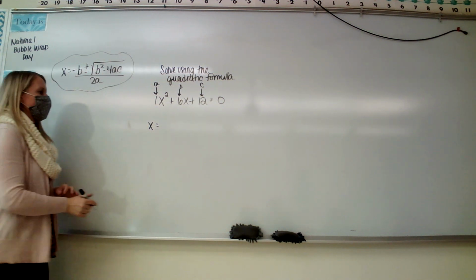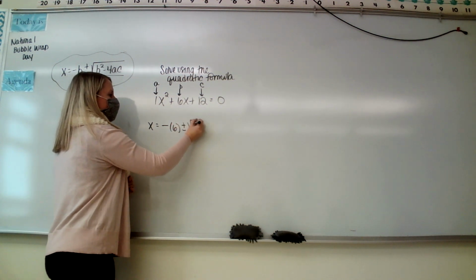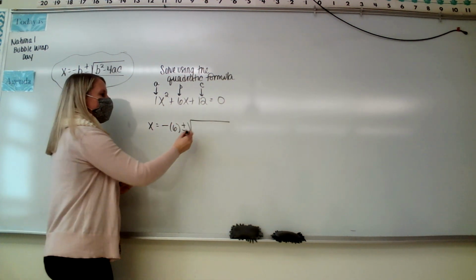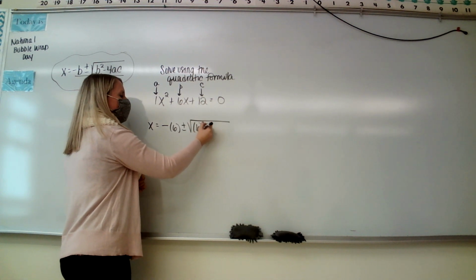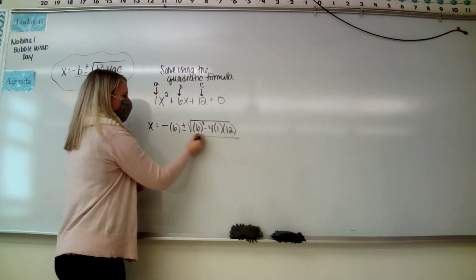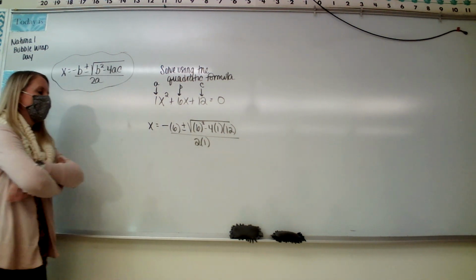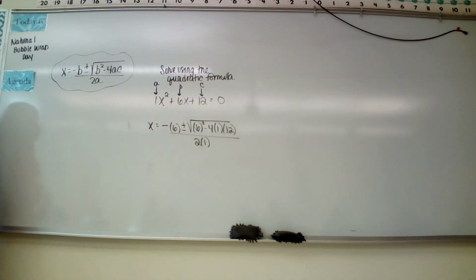So I start to plug in. I have negative b plus or minus. Underneath my square root is b squared minus 4 times a times c. And then that whole thing is over 2 times a. I'm just going to think where they need to be.